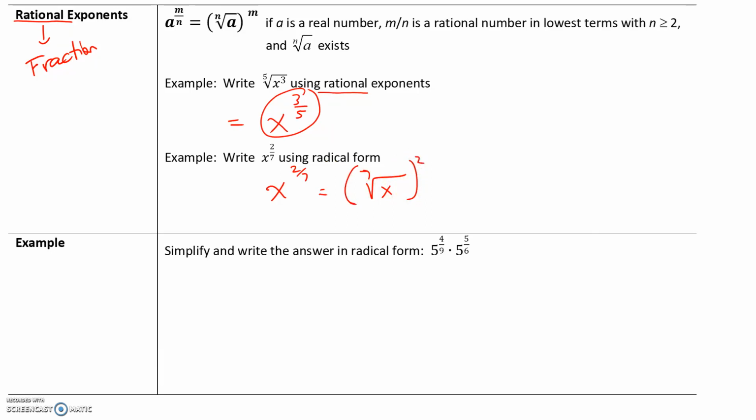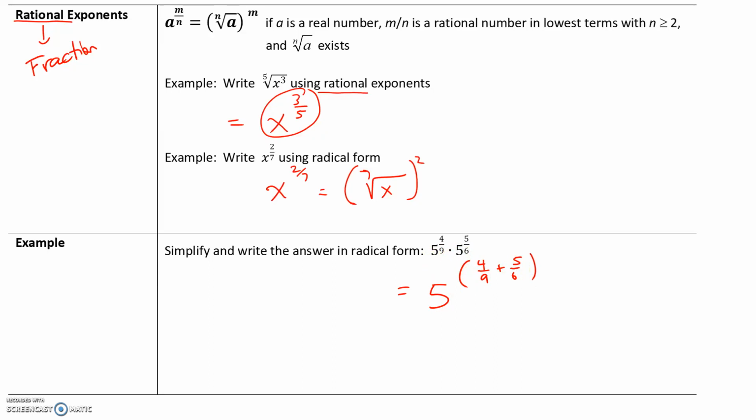Here's an example. We have 5 to the 4 over 9 times 5 to the 5 over 6. First of all, the product rule tells us that if we multiply the same base, we need to add the powers. So because we're multiplying the same base, we keep the base and we add the powers. So it's 4 over 9 plus 5 over 6. Once again, keep the base, only add the powers.